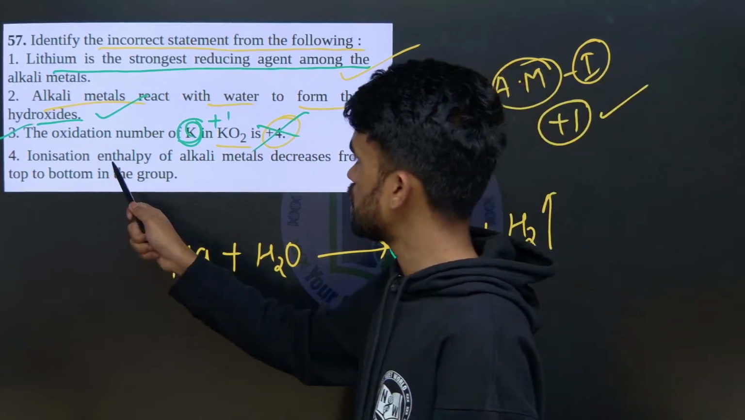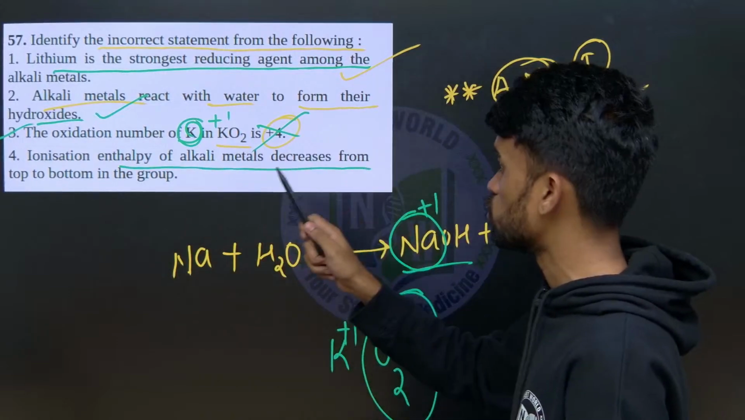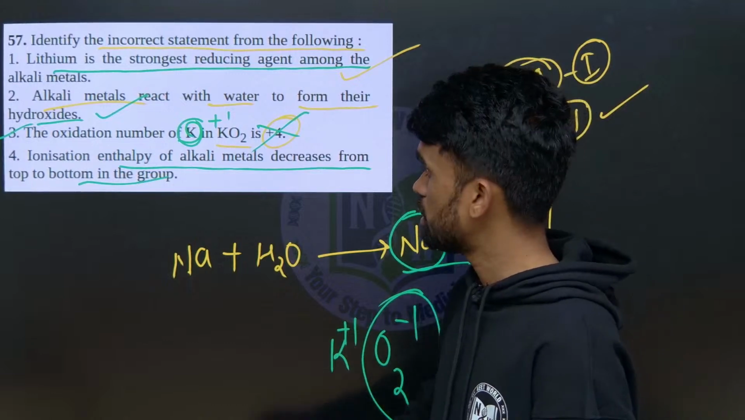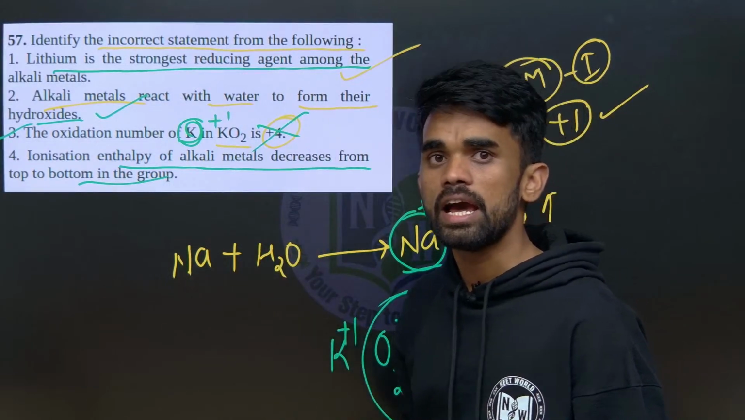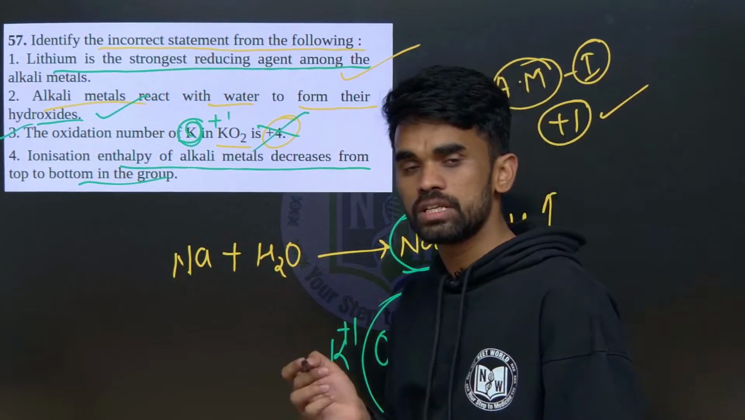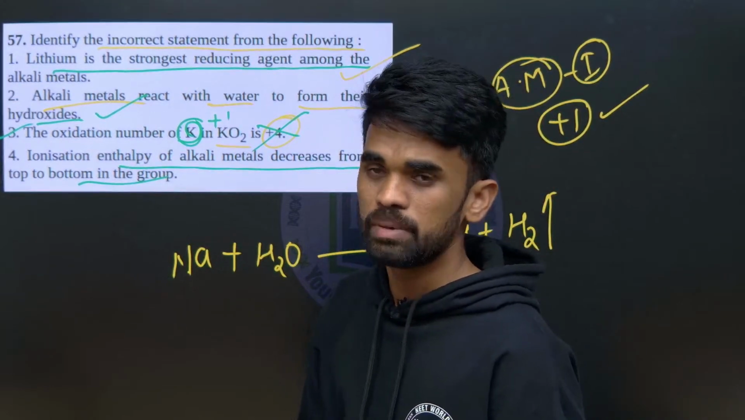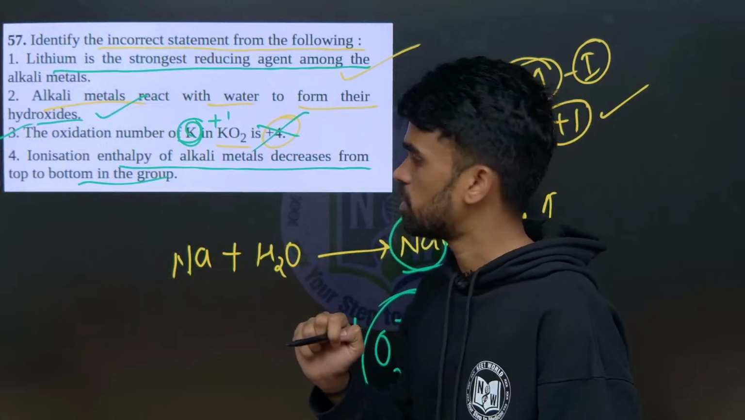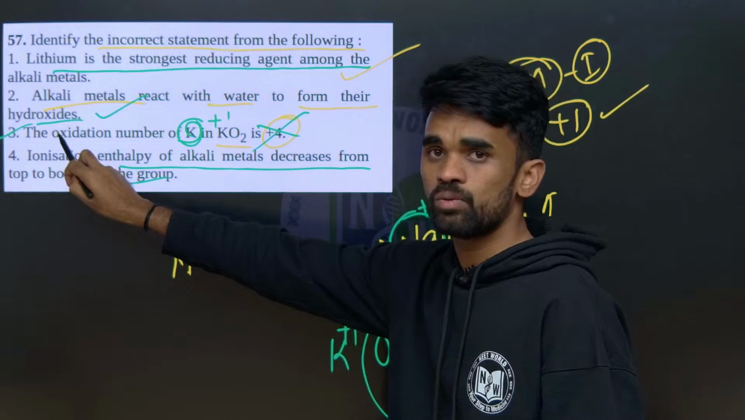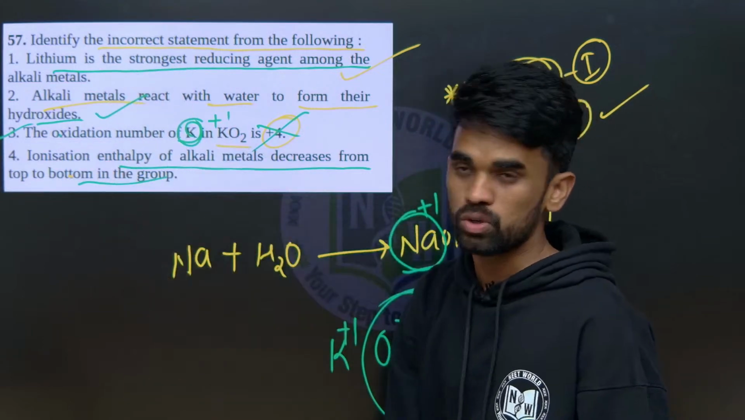And the ionization enthalpy of alkali metals decreases down the group. I just explained this when discussing the photoelectric effect. Down the group size increases, ionization energy decreases, right? It is easy to remove the electron, therefore they are used in the photoelectric effect because of their low ionization enthalpy. Yes, this is also correct. So the incorrect statement is the third one, which you have to choose for this particular question.